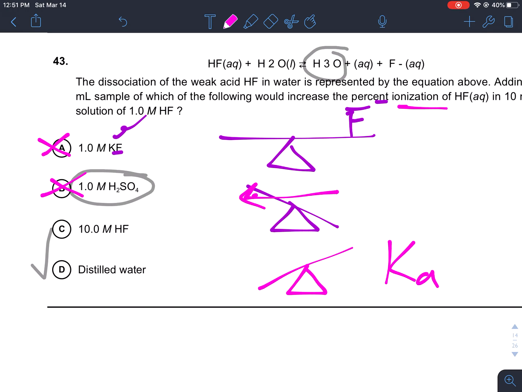This will not increase or change the Ka. It'll keep the Ka constant because we were dealing with HF in the first place. That's a ratio of products over reactants. So no, it's not C either.